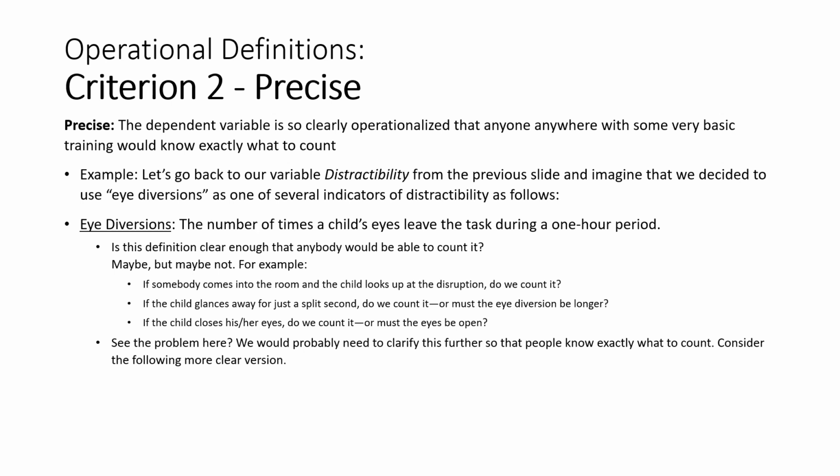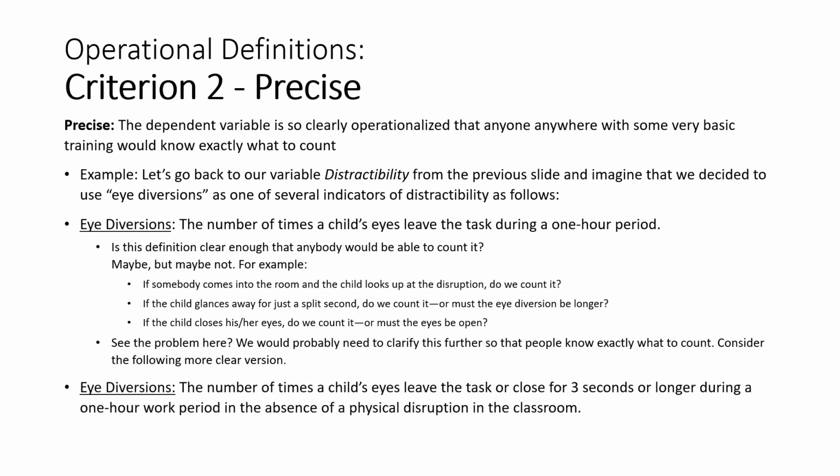So some of these problems are solved while you're training the raters. But in this case, I think there are enough questions that we would probably need to clarify this operational definition so that people know exactly what to count. This might be a more clear version. Eye diversions, the number of times a child's eyes leave the task or close for 3 seconds or longer during a 1 hour work period in the absence of a physical disruption in the classroom. So maybe that's a more clear definition, and maybe if we were really doing this, we would work on this a little more.